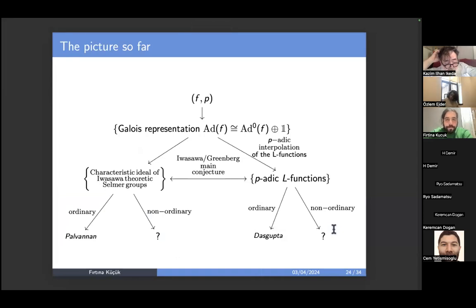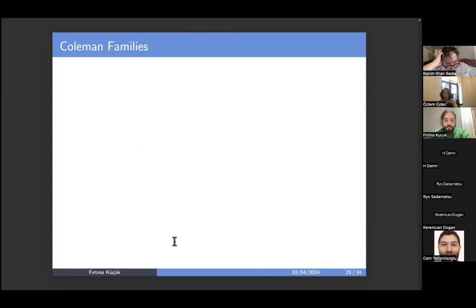And so the picture so far looks like this. We can obtain a Galois representation for the Hida family, which decomposes like this, and we have p-adic functions. In the ordinary case, we have Dasgupta's factorization of p-adic functions, and also in the ordinary case for Selmer groups, we have Palvannan's results. But what about the non-ordinary case? So this is my topic.